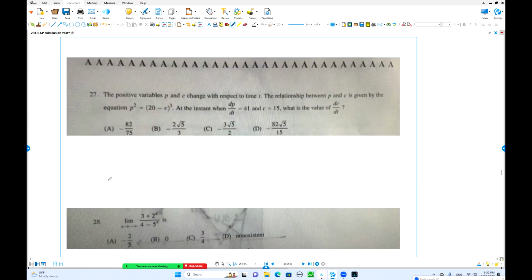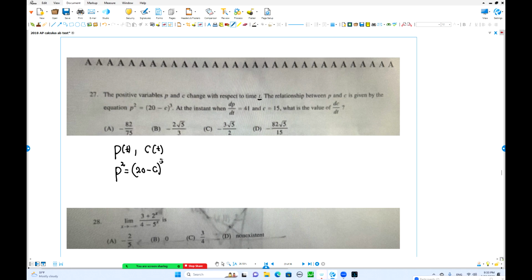Number 27. Positive variables P and C change with respect to time t. Variable P is a function of x, and C is also a function of x. I'm sorry, a function of time, t. The relationship between P and C is given by the equation P squared equals 20 minus C cubed.